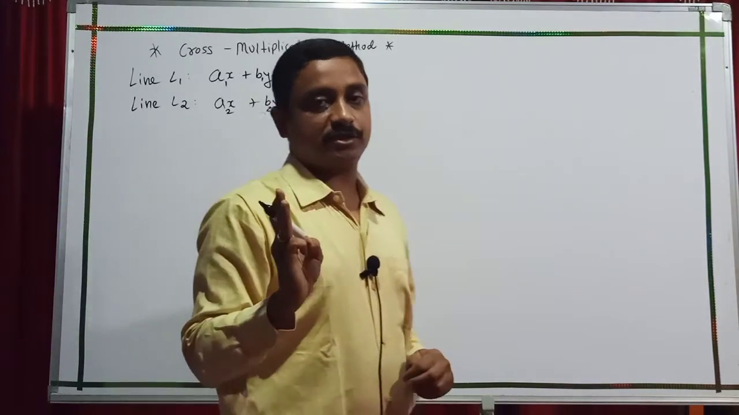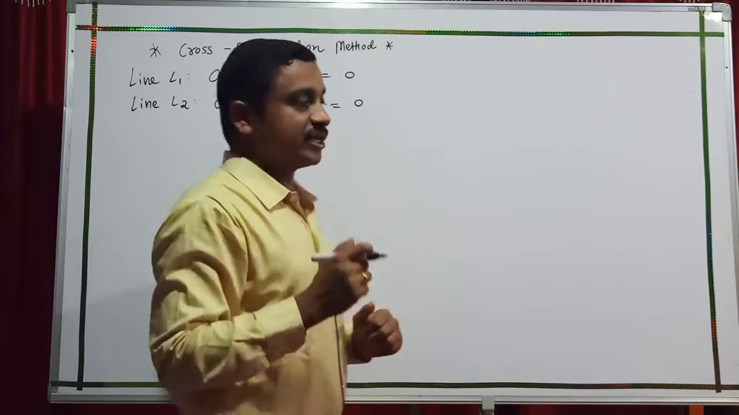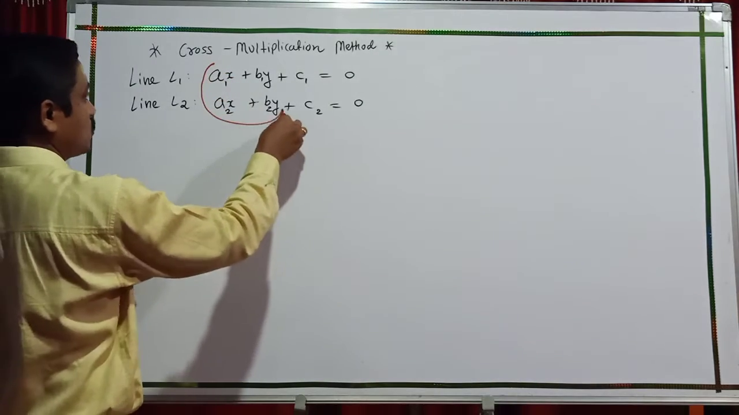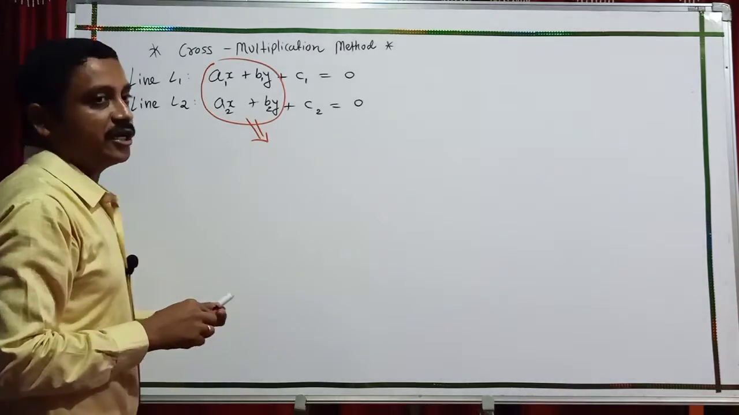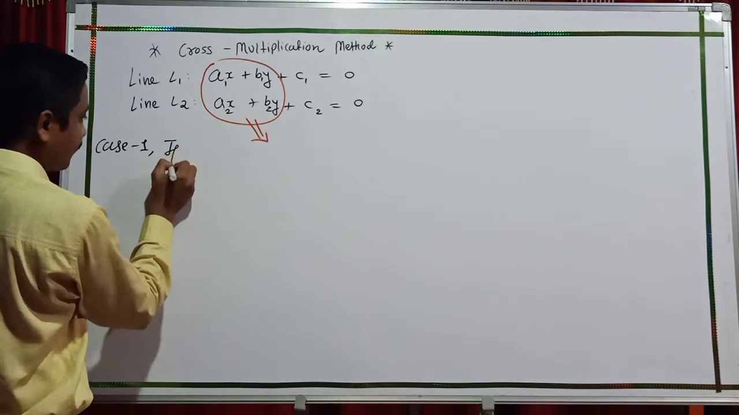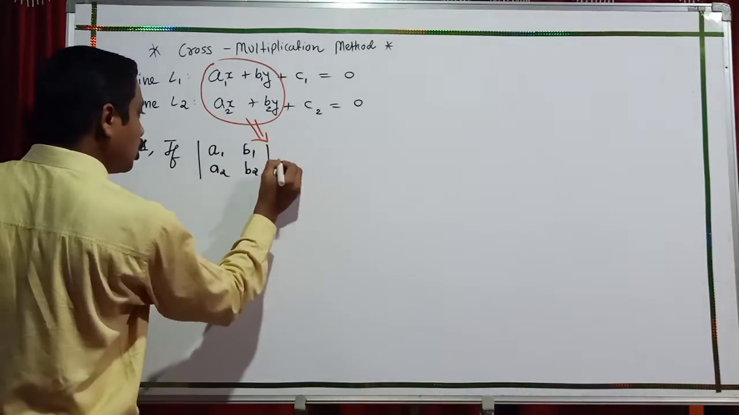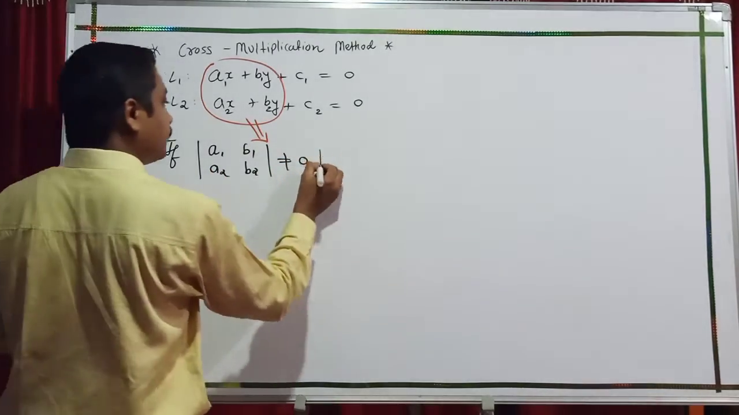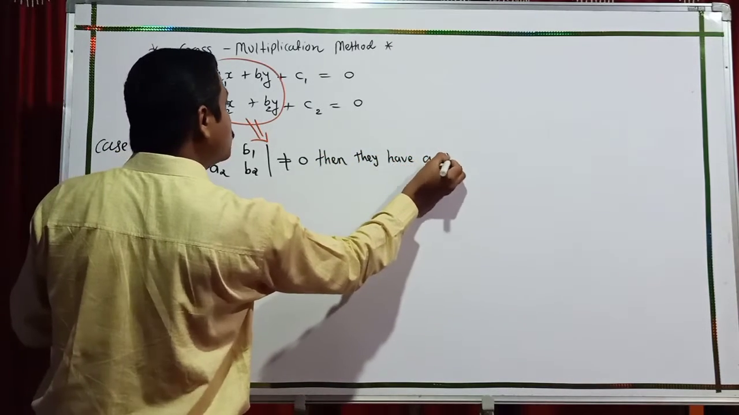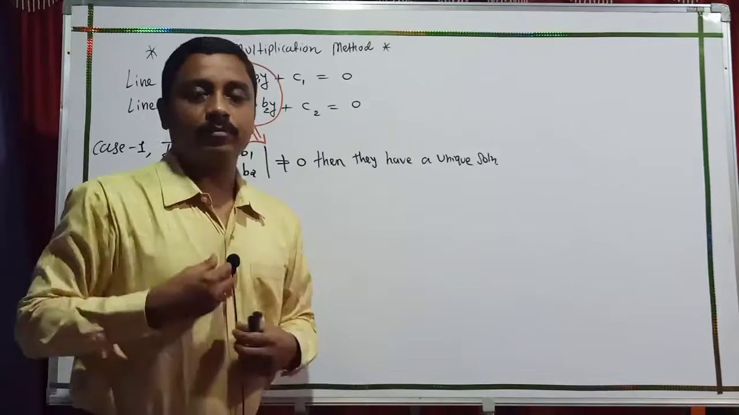There are three conditions given in this exercise and in this method. First condition: I just highlight these terms. First of all, it is your case number 1. So case 1, if this data a1, b1, a2, b2 is not equal to 0, then they have a unique solution. Students, here only write down that these are the coefficients.